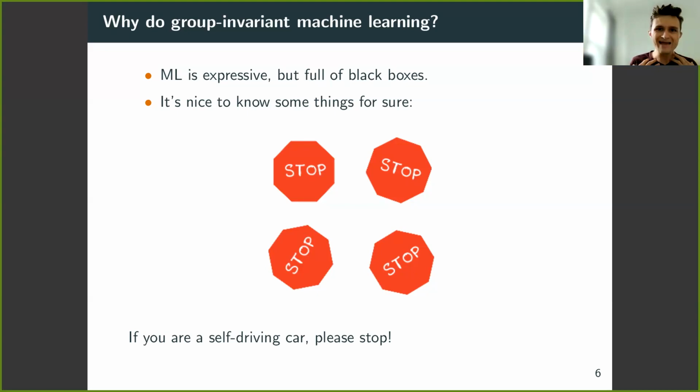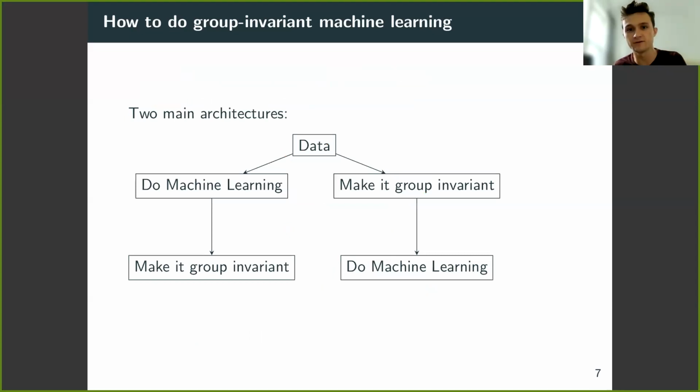So we want some architecture that actually sees these different objects as exactly the same thing. And the hope is that by having them be exactly the same thing, we'll have a bit more credibility in our algorithm, in our predictions. And so there are two ways to do this.